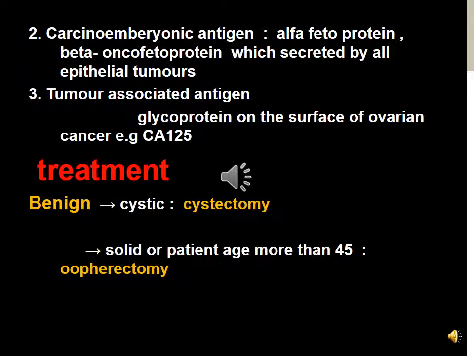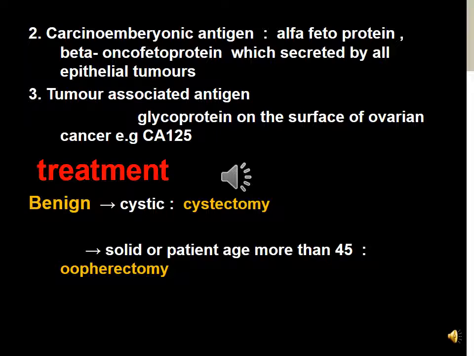The other types of tumor marker are carcinoembryonic antigen, such as alpha-fetoprotein and beta-oncofetal protein, secreted by all epithelial and some germ cell tumors. As I mentioned before, alpha-fetoprotein is secreted by germ cells, the yolk sac tumor. The last one is tumor-associated antigen. So we have carcinoplacental, carcinoembryonic, and tumor-associated antigen.